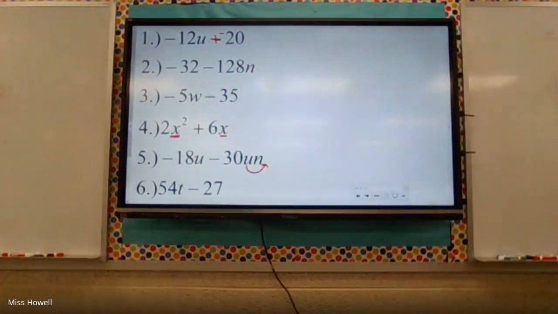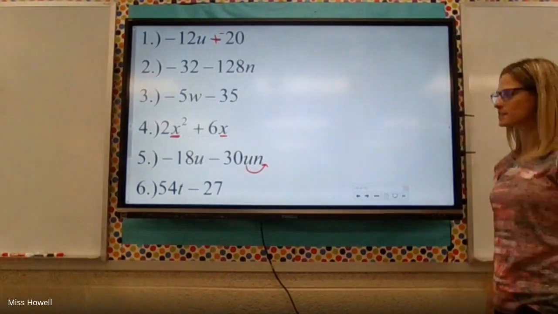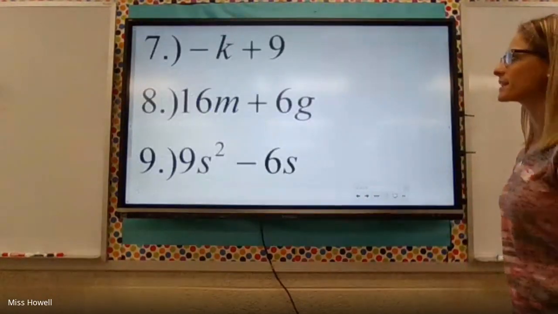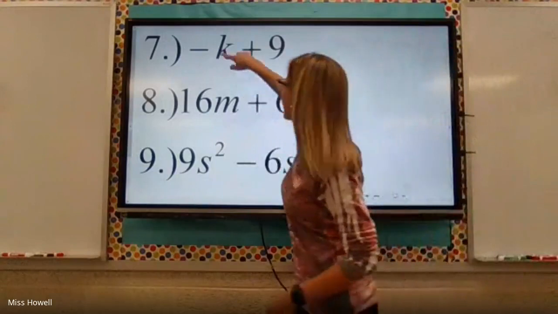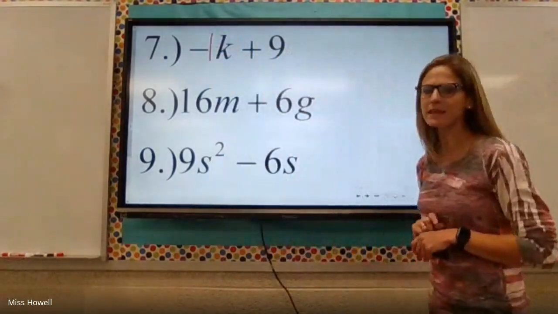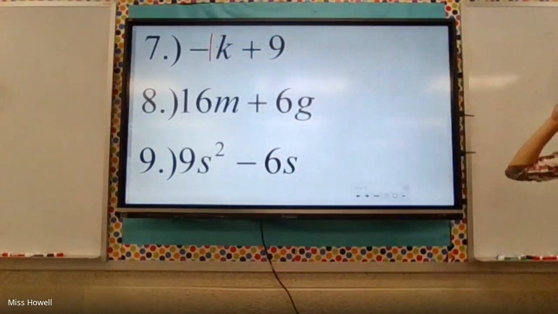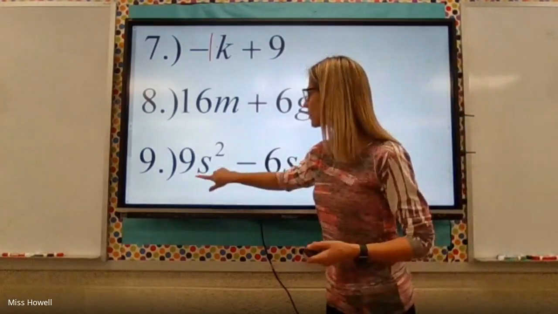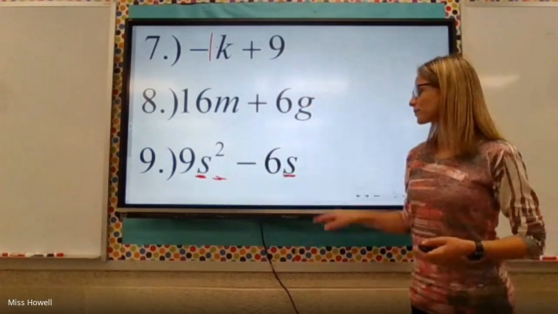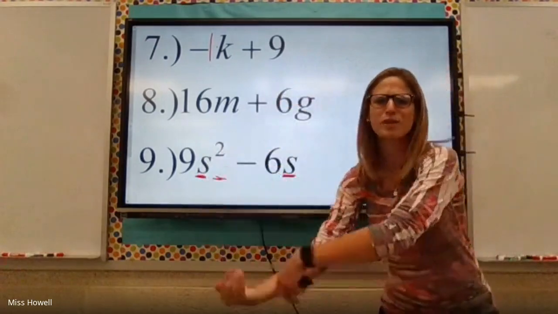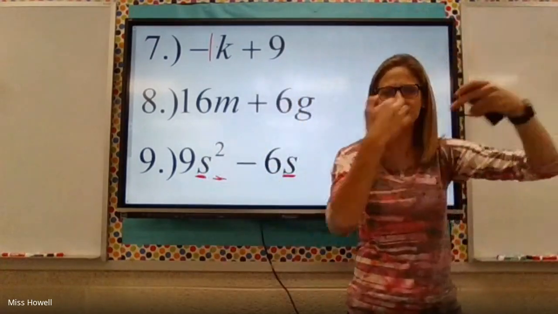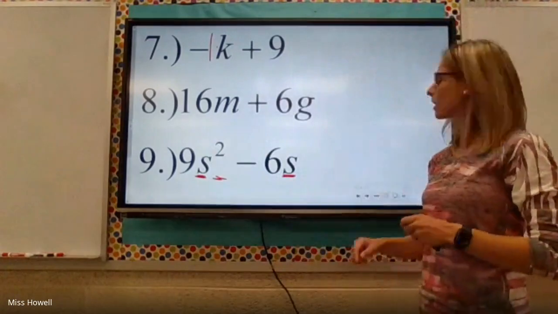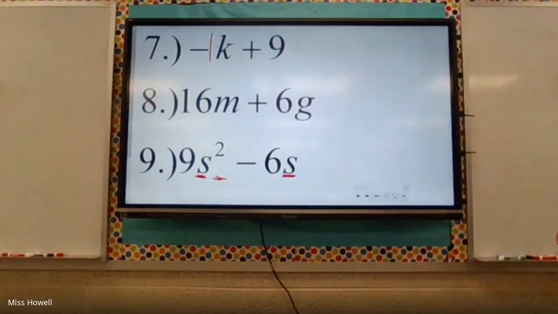And then number six, 54 times t minus 27. Number seven, negative k or negative 1 times k would be the same thing there, plus a 9. Number 8, 16 times m plus a 6 times g. Number 9, 9 times s squared. Again, we're doing a really good job here of getting our s squared. And then a bunch of us are still forgetting that we took s on the outside and we shared it to both things, not just that first time. So it's got to be in that second term also of minus 6s.